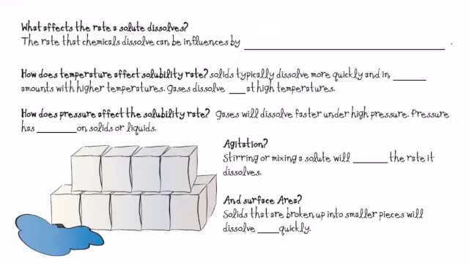What affects the rate a solute dissolves? The rate that chemicals dissolve can be influenced by pressure, temperature, agitation, and surface area. How does temperature affect the solubility rate? Solids typically dissolve more quickly and in greater amounts with higher temperatures. Gases dissolve less at higher temperatures.